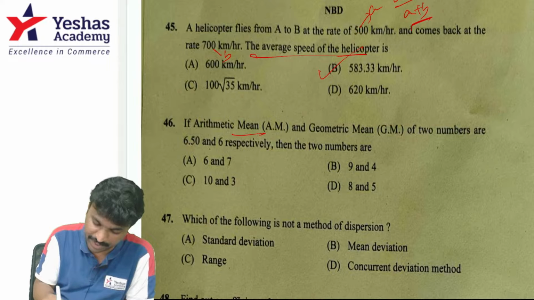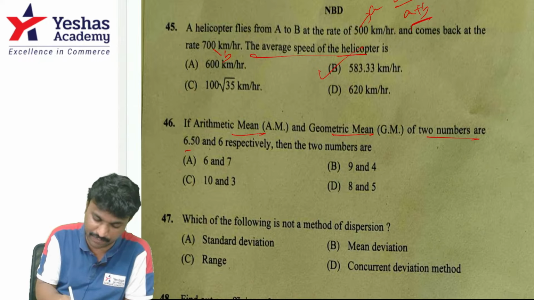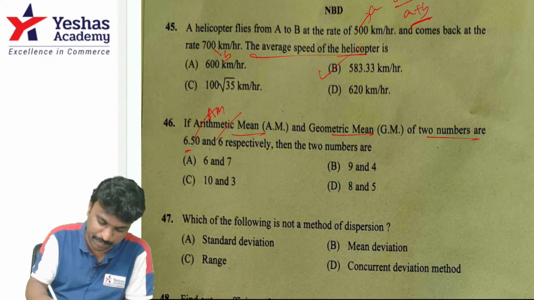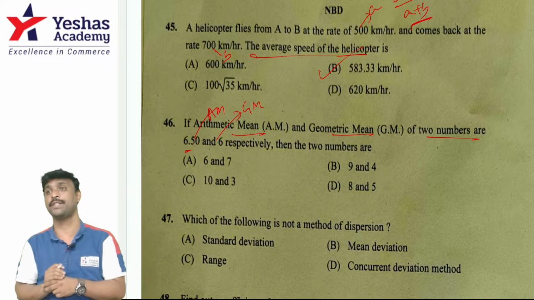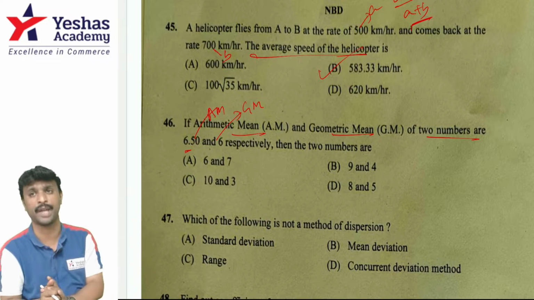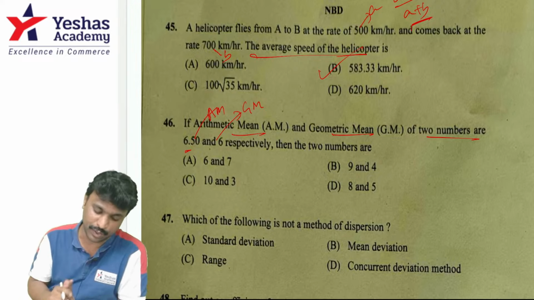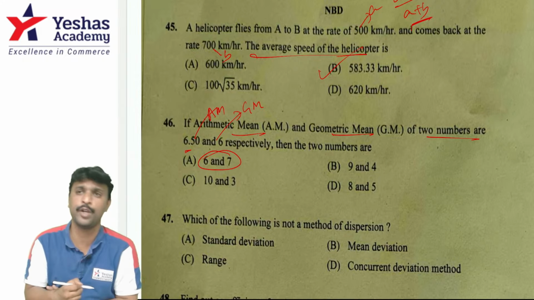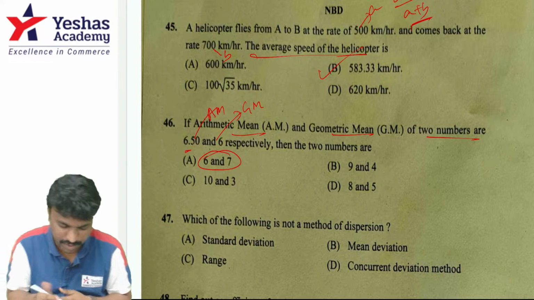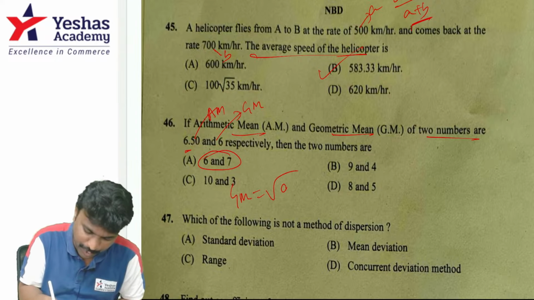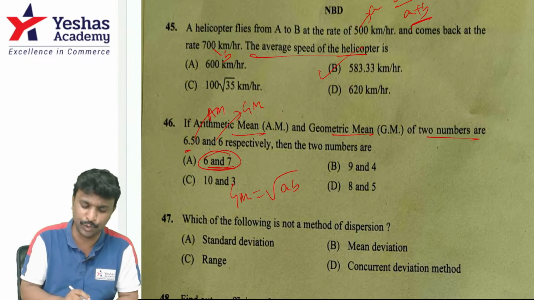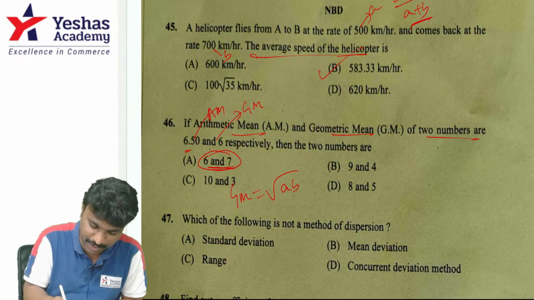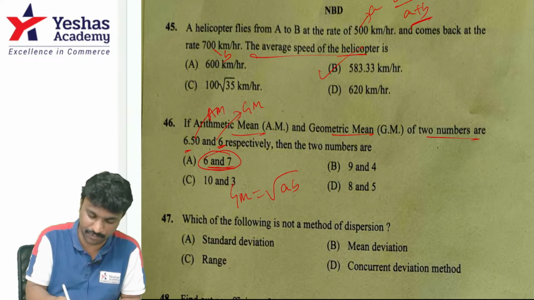46th question. The arithmetic mean and geometric mean of two numbers are given. AM is 6.5, GM is 6. So always check GM, not the AM. Don't waste your time in checking AM for all the options. So first of all, if GM is not satisfied, no need to check for AM. What is GM, guys? GM is root of A into B. 6 into 7 is 42. Root 42 is definitely not 6. So GM is not 6 for this.